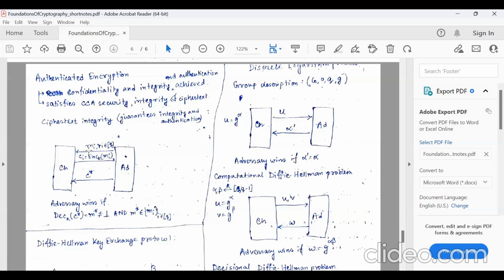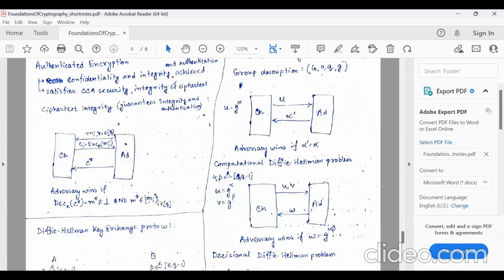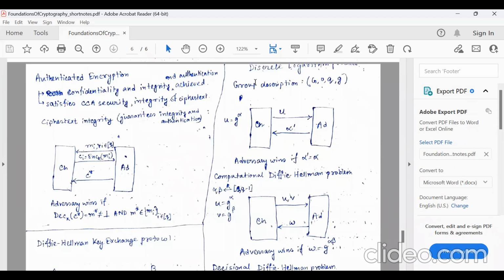All the Mi's are chosen by the adversary itself, but the adversary should be able to come up with some ciphertext C star such that it decrypts to a valid message M star in the message space, and the decrypted message M star should not belong to any of the previously sent messages Mi. If the adversary is able to do that, then the adversary wins. But of course, to ensure ciphertext integrity, we need the adversary's winning probability to be negligible. That is the concept of authenticated encryption, and then we proceed to the public key paradigm.